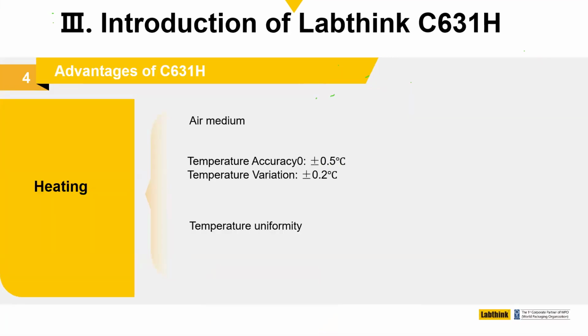And using the air medium, we have an accuracy of plus or minus 0.5 degrees centigrade with a variation of plus or minus 0.2. If you remember a couple of slides ago, the specimen parameters recommended were plus or minus 2 degrees Celsius. And so this is well within the desired ranges as specified in the standard.